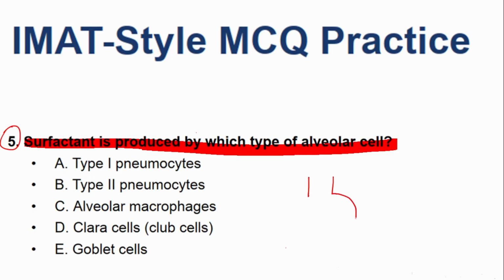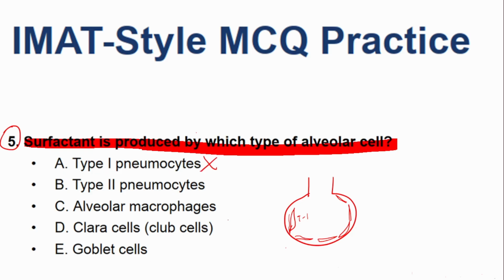This is the alveolus, and the alveolar wall is primarily composed of two distinct epithelial cell types, type 1 and type 2 pneumocytes. Type 1 pneumocytes are incredibly thin. Let's say this is a type 1 pneumocyte, T1. They cover about 95% of the alveolar surface area like this, and are optimized purely for gas exchange due to their minimal thickness. Because they are structural rather than secretory, we can rule out option A.